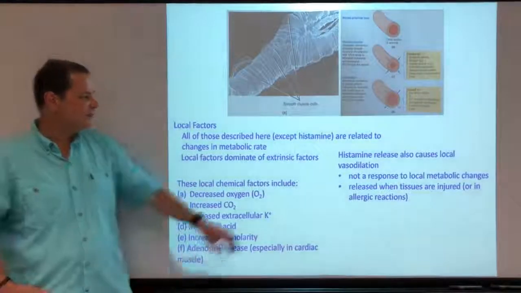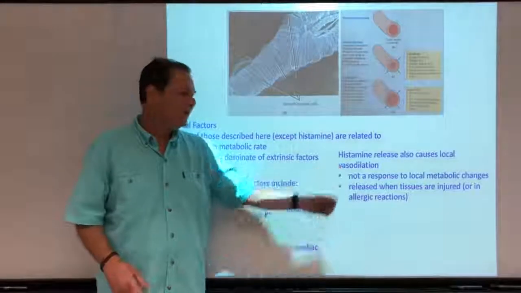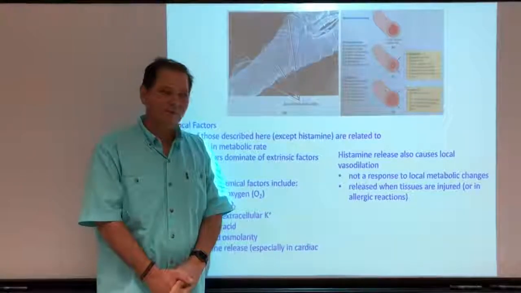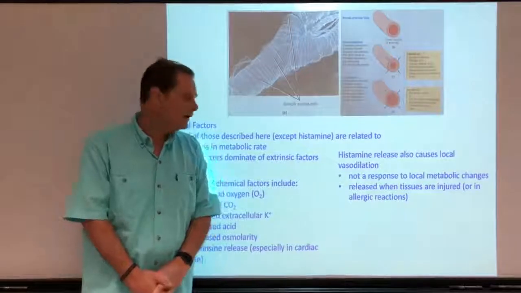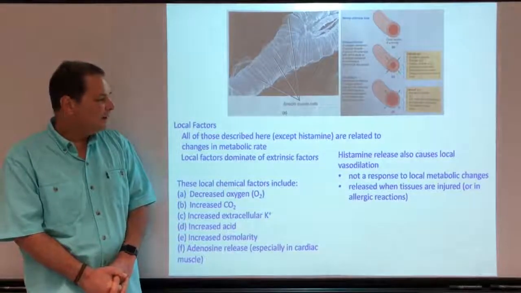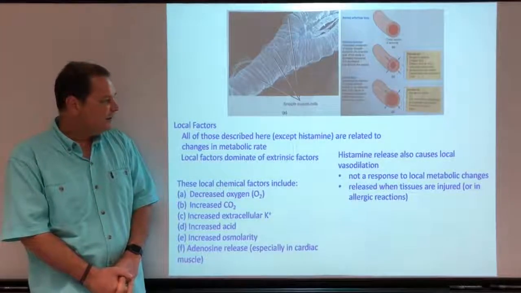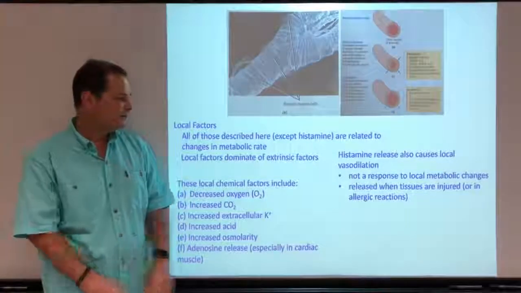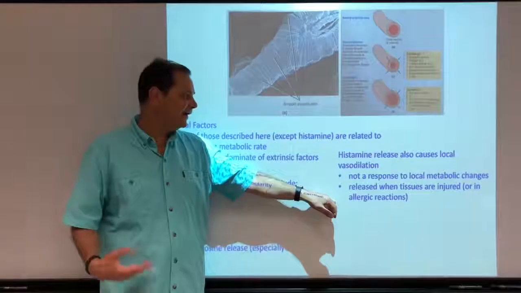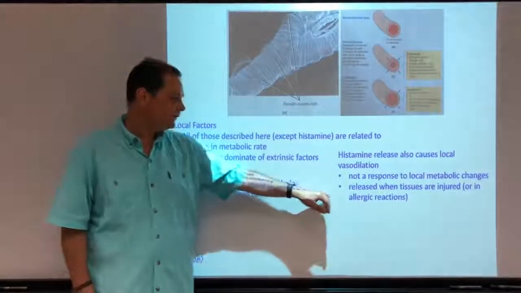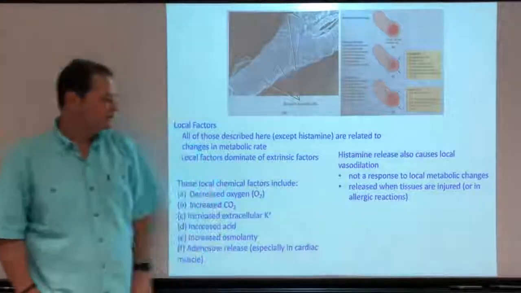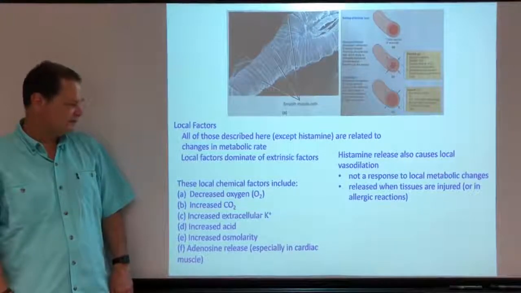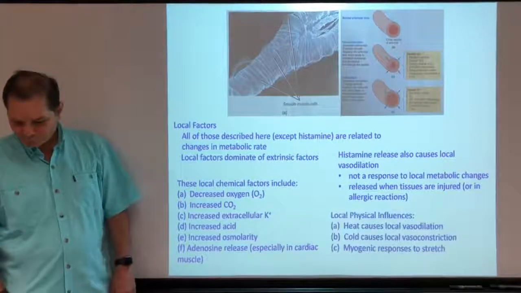Histamine also causes a local vasodilation through what is, for lack of a better way to put it, an allergic response. Of course, this is not a response necessarily to local metabolic changes, but it is a local vasodilatory response. It's released when tissues are injured or in allergic reactions, and it causes vasodilation.